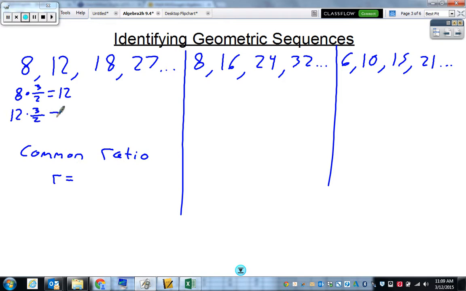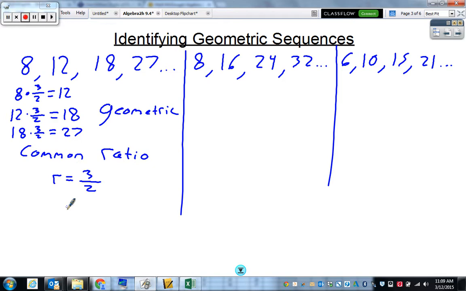6 times 3 equals 18. 18 times 3 over 2: 18 divided by 2 is 9, and 9 times 3 is 27. So that means this one is geometric, and the common ratio, or the R, is 3 over 2.